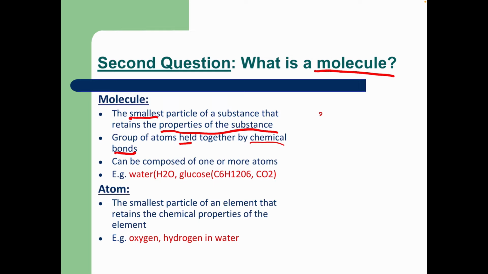Again, it can be composed of one or more atoms. Another easy example is water, which is our H2O, where we also have glucose, which is C6H12O6, and our CO2, or carbon dioxide. While an atom is the smallest particle of an element that retains the chemical properties of the element. So this would be our O2, or our oxygen, the hydrogen in water. So just the constituents. This would be breaking the molecule down into its atoms.